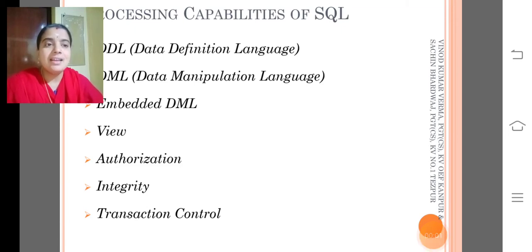Dear children, now we are going to discuss the processing capabilities of SQL. DDL, DML, Embedded DML, View, Authorization, Integrity and Transaction Control. My dear children, in these processing capabilities, we will be only discussing about DDL and DML and also integrity.